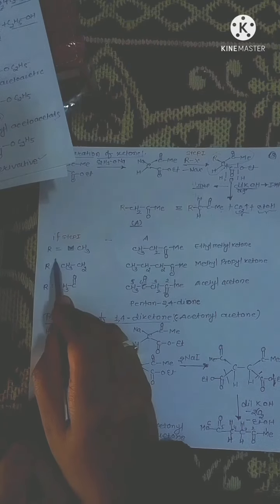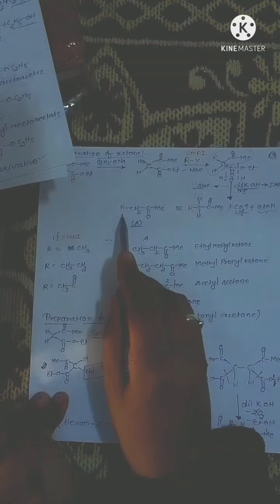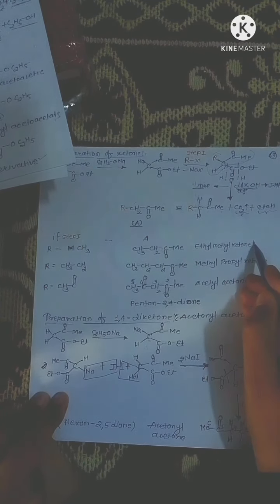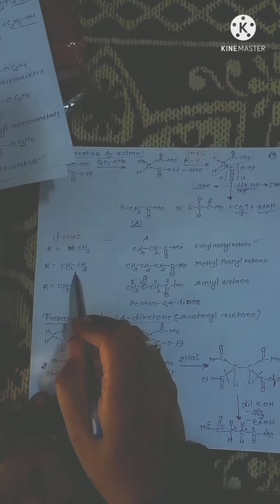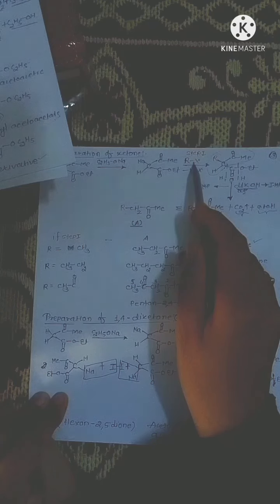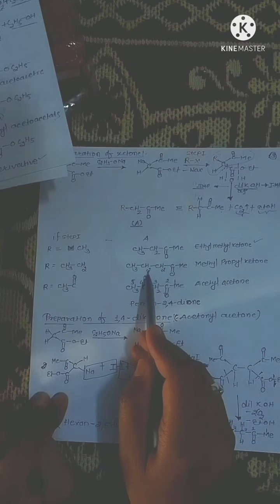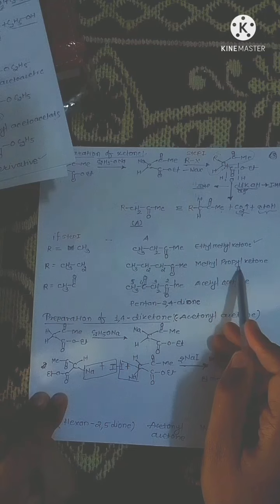If R is equal to methyl here, the product formed is CH3 CH2 C double bond O Me, that is ethyl methyl ketone. If R is ethyl, in step number 2, if we add ethyl chloride, the product formed is CH3 CH2 CH2 C double bond O Me, that is methyl propyl ketone.